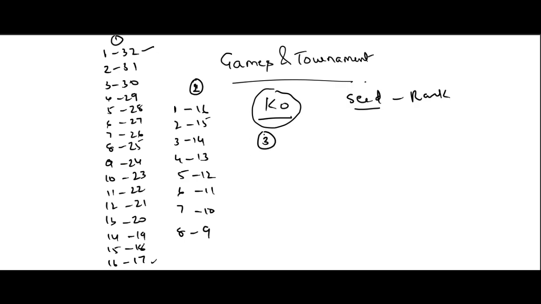Coming to the third round, again after the first round, in every round we have to make the same fixture, that is, the winner of the first match will always play against the last. Now let's say that between 1 and 6, 1 wins, and will play against 8 and 9.